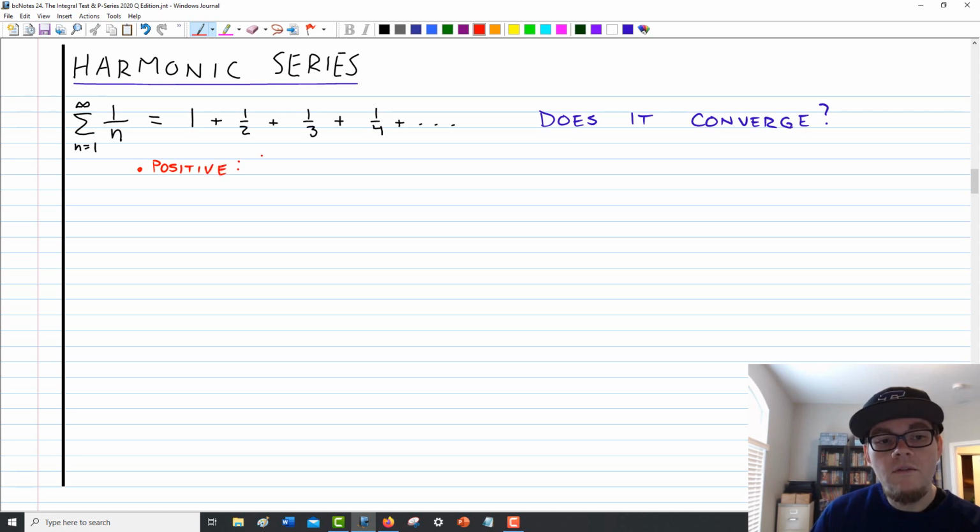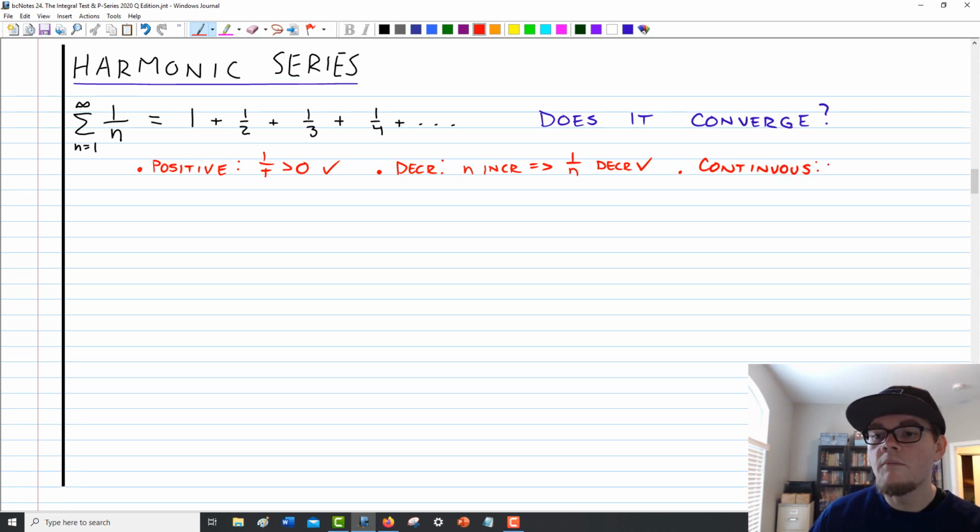Are the terms positive? 1 over something positive is clearly positive, so I'm good there. Second, is it decreasing? This is one of my favorite ways to go through it. As n increases, 1 over n decreases. It's that reciprocal relationship, so that's definitely true. And then continuous: it definitely is, as long as n does not equal 0.